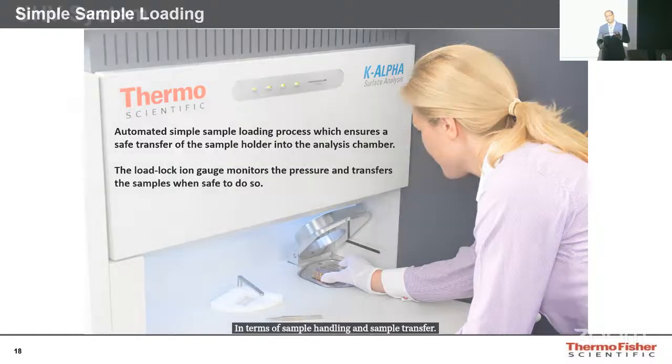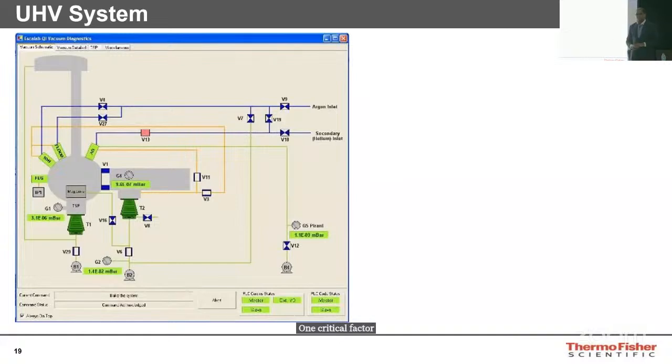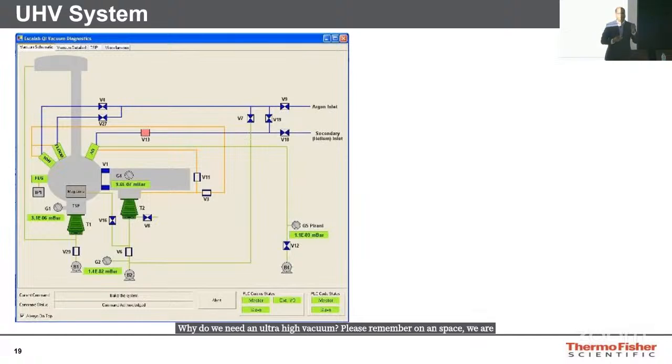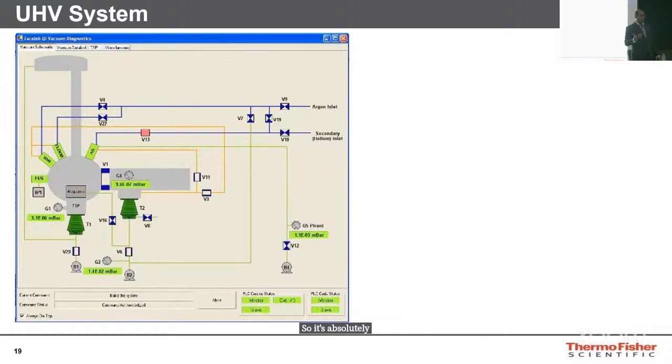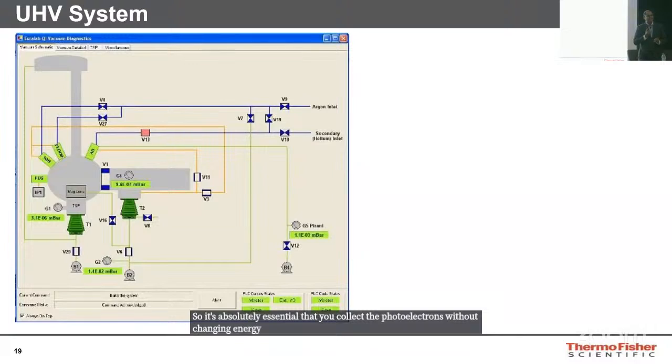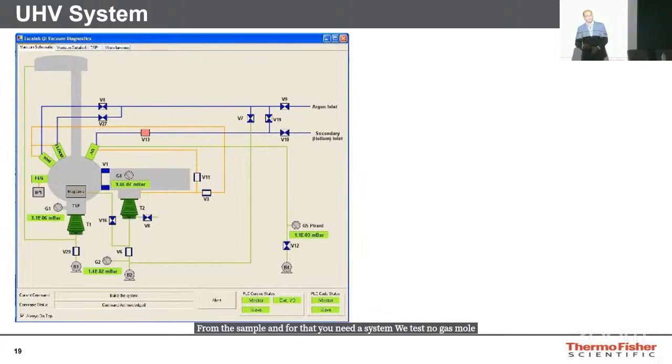And when we talk about sample handling, one critical factor is the UHV system, the ultra high vacuum system. Why do we need an ultra high vacuum? Please remember, on an XPS, we are collecting photoelectrons and we are measuring the binding energy of these photoelectrons. So it's absolutely essential that you collect the photoelectrons without changing the energy with which they are traveling from the sample. And for that, you need a system which has no gas molecules to interact with the photoelectrons.